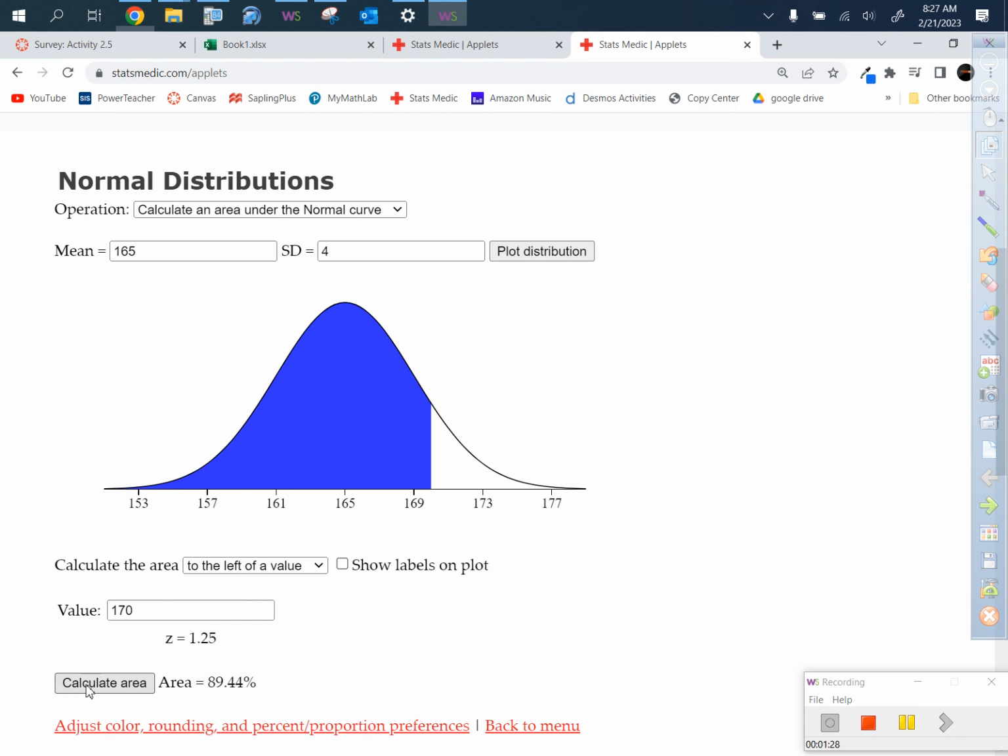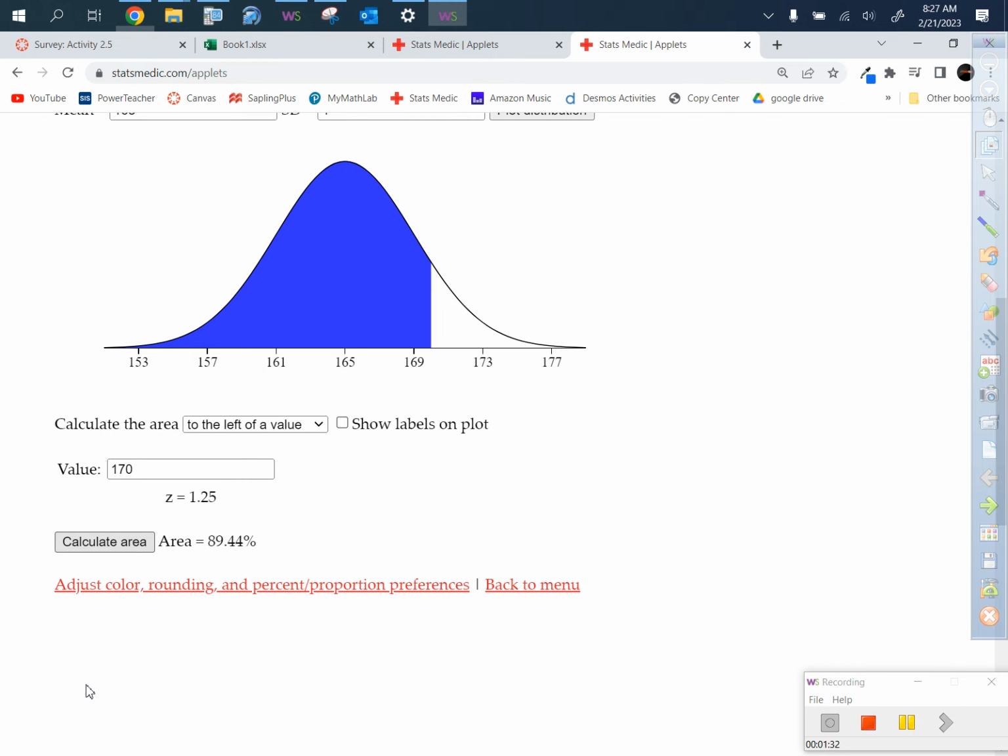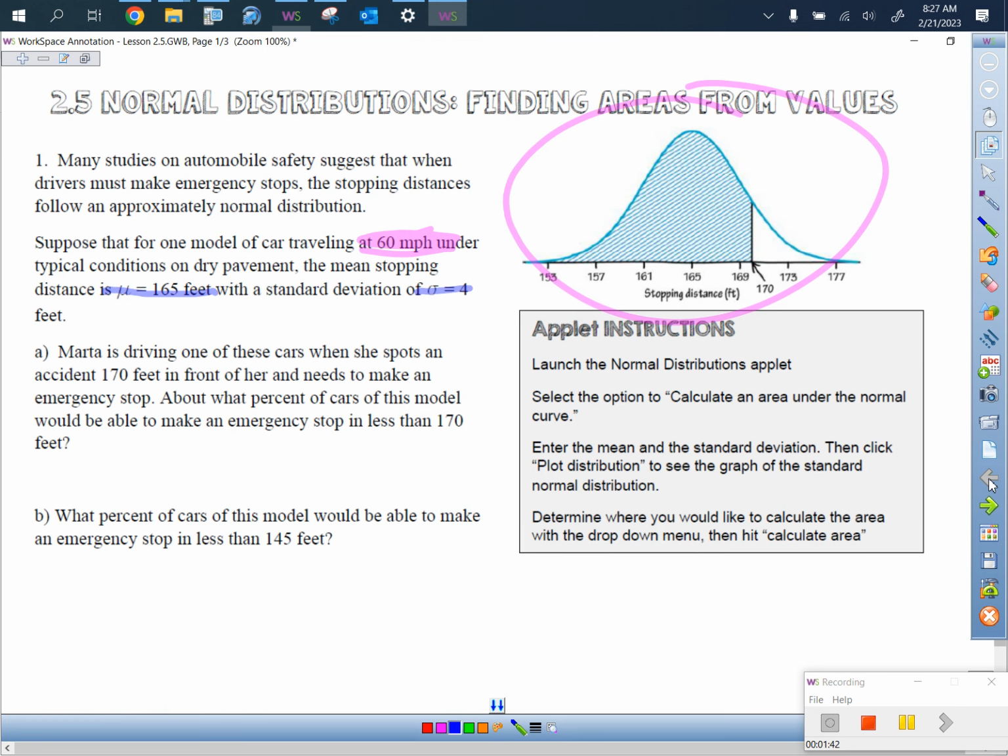Here's the hardest part of your homework, guys, understanding if they want a decimal or a percent. So you see the area is 89.44%, so we can write that down on our worksheet. It's 89.44%. But what if they asked you for 4 decimal places? You would just have to do 0.8944. The applet's going to give it to you in percent all the time.